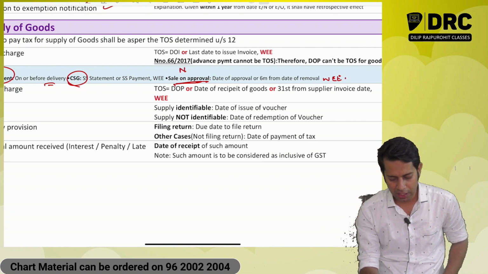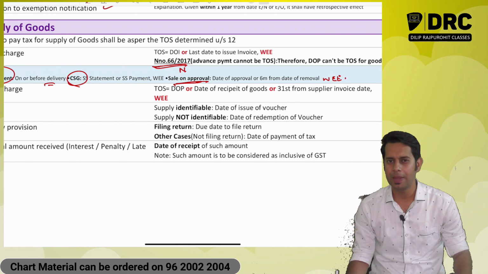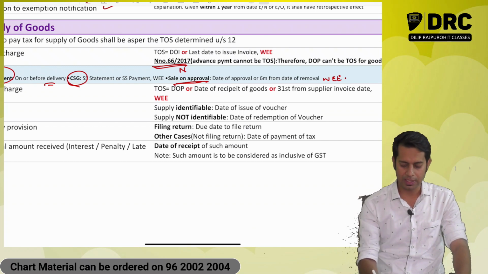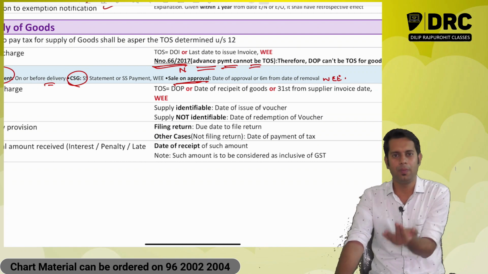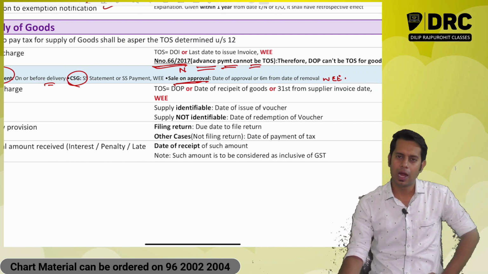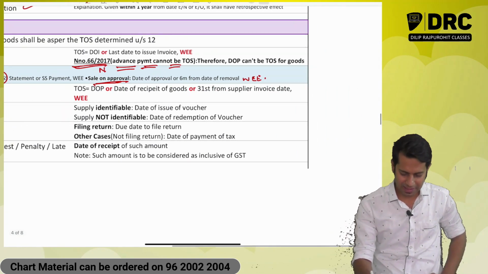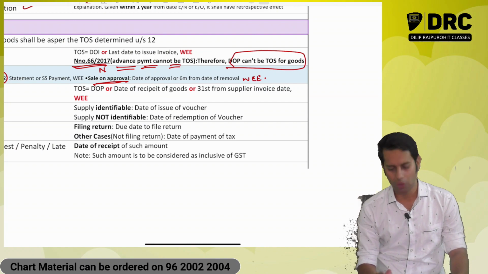Now there is also a notification number 66/2017, which says you don't have to make any payment of taxes on advances if you receive any advances for supply of goods. For supply of goods, if you are receiving any advances, then for receipt of that particular advance, you don't have to make the payment. In simple words, the date of payment can never become time of supply for supply of goods.